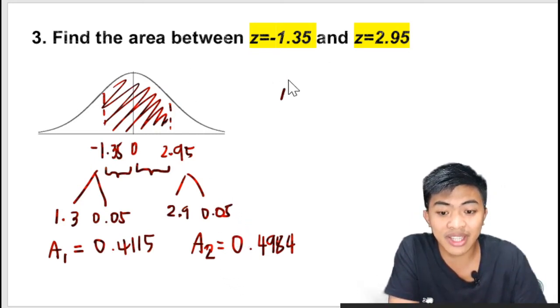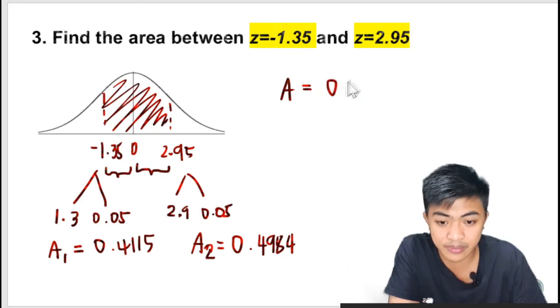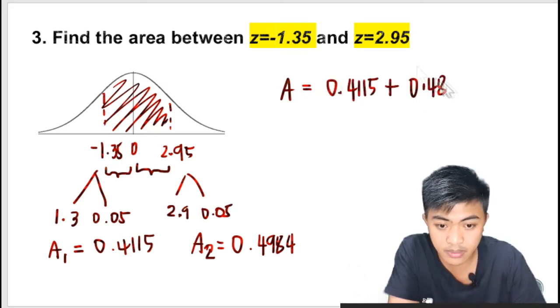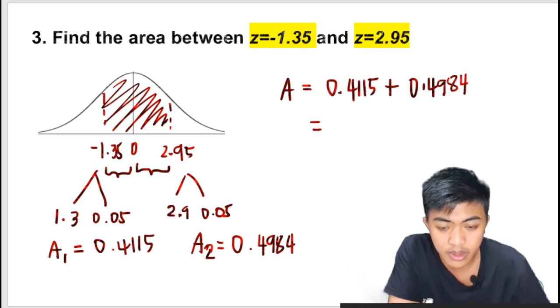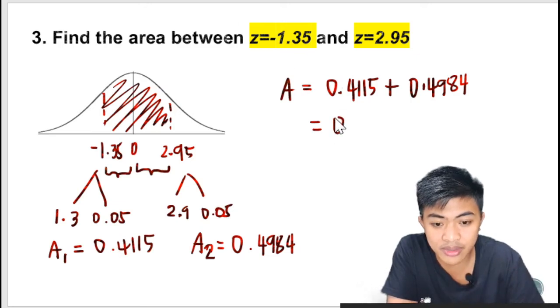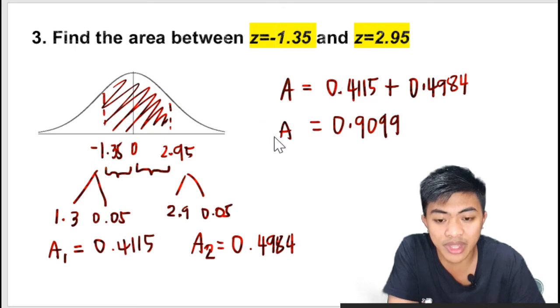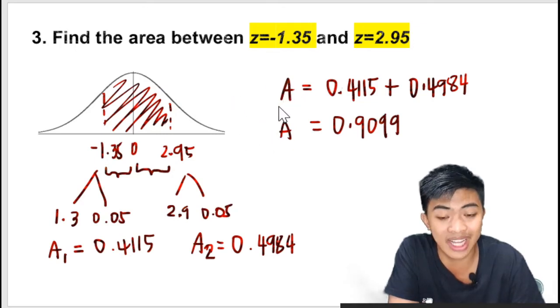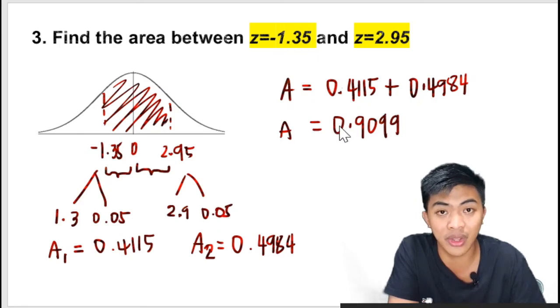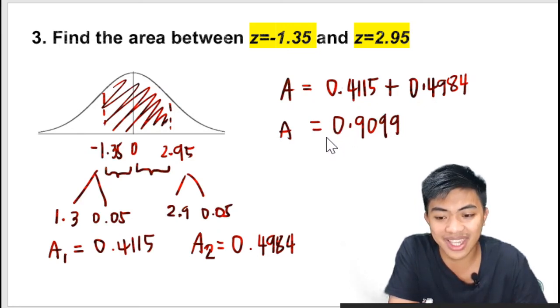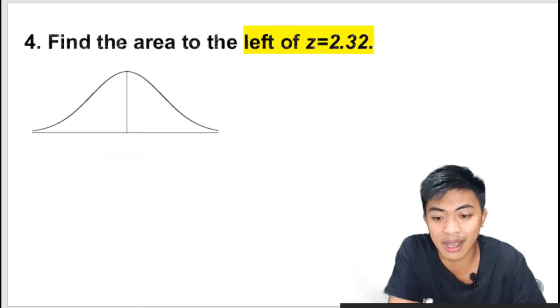To get the final answer, we just have to add them. And so the final answer here is 0.9099. So the area between the z-scores, negative 1.35 and 2.95 is 0.9099. Okay, so let's have another example.